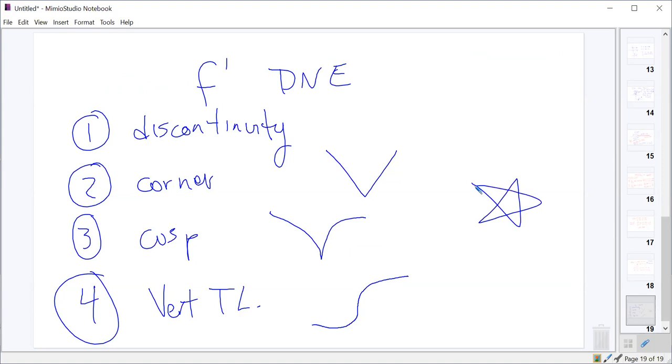If one of those things happens, if you have a discontinuity, corner, cusp, or vertical tangent. Does that make sense to everybody? Yep. Excellent. Any questions so far before we get into taking our derivatives and what derivatives and second derivatives and all that fun junk means?